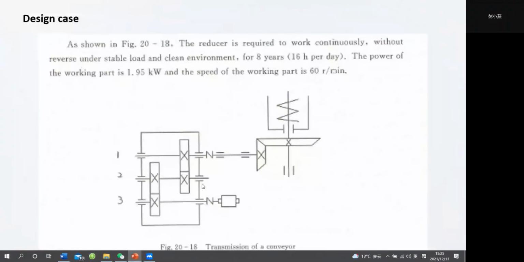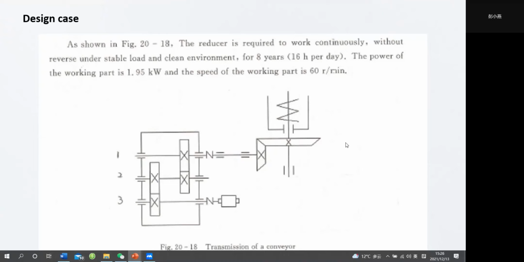And in this figure, we note that from motor to working part, there are coupling, bearing, gear pairs, and coupling, bearing, and this is helical gears, and this is a pair of bevel gears and coupling, and then the working part.